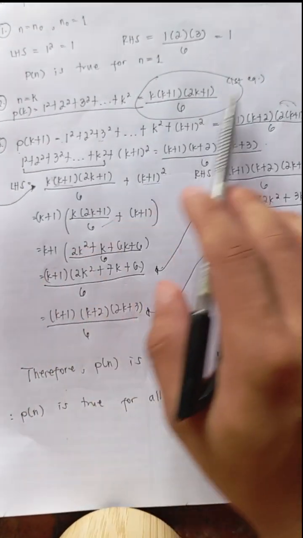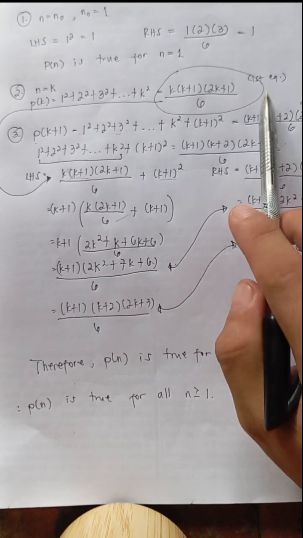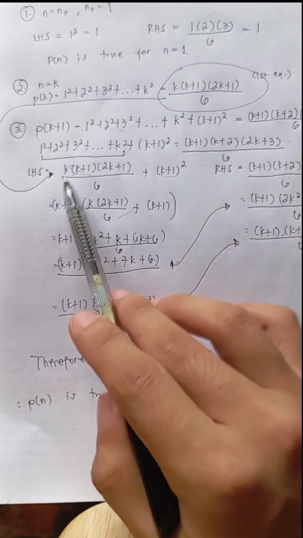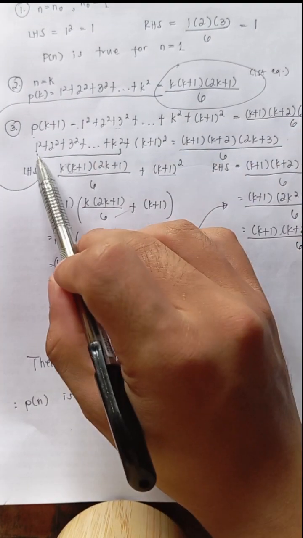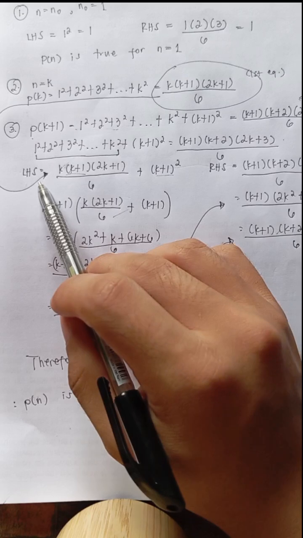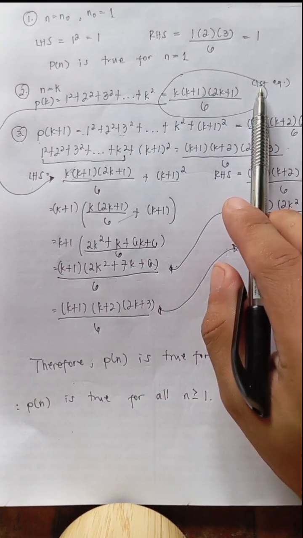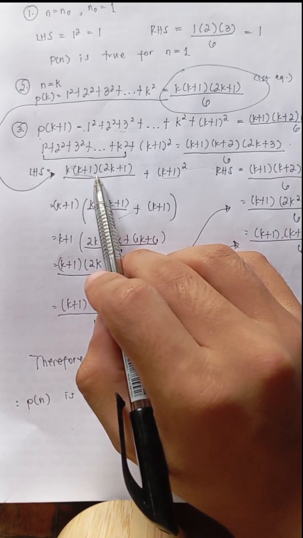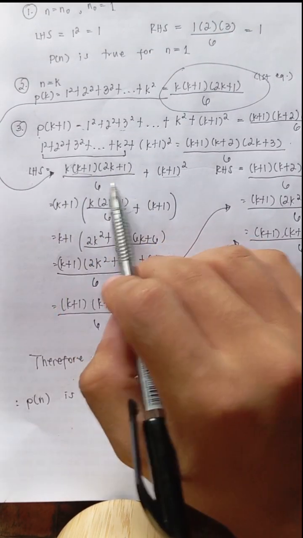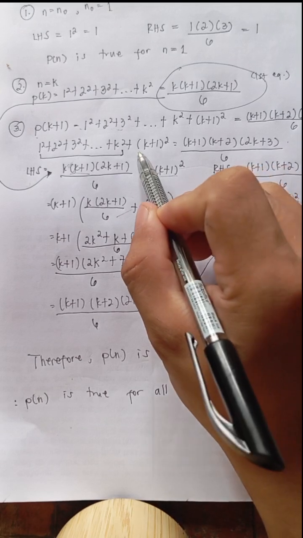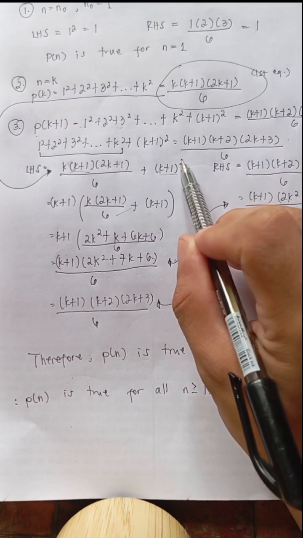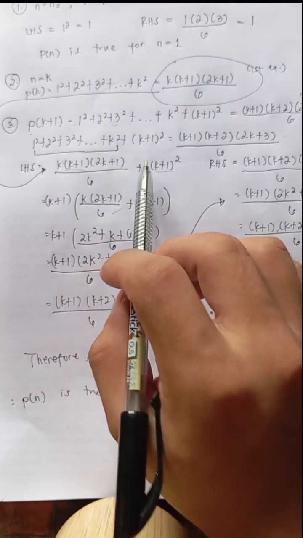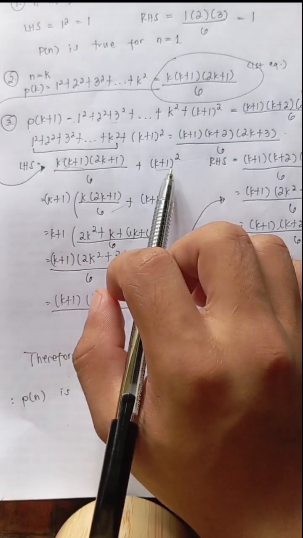So, as you can see, di ba meron tayong first equation kanina. So, we will use that first equation, this one, to substitute the value of our LHS. So, our LHS is equal to this value, our first equation. So, we have k times the quantity of k plus 1 times the quantity of 2k plus 1 all over 6 plus this one, k plus 1 squared.